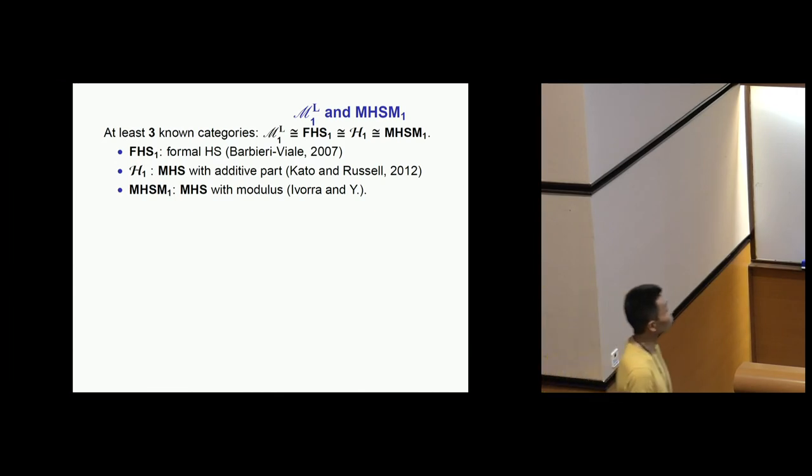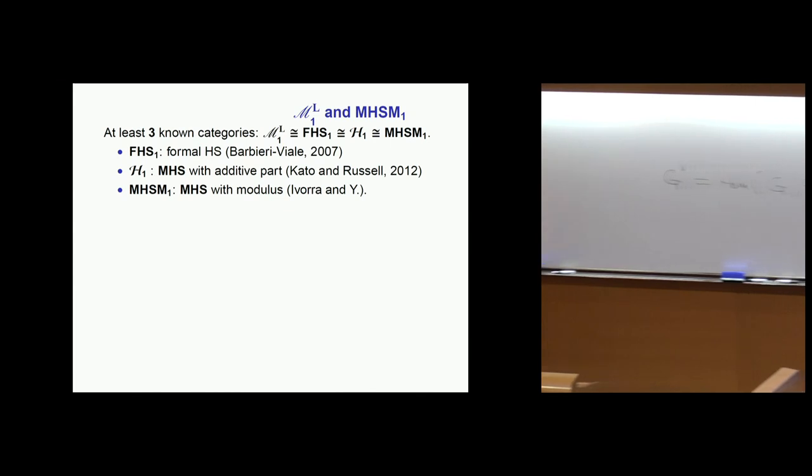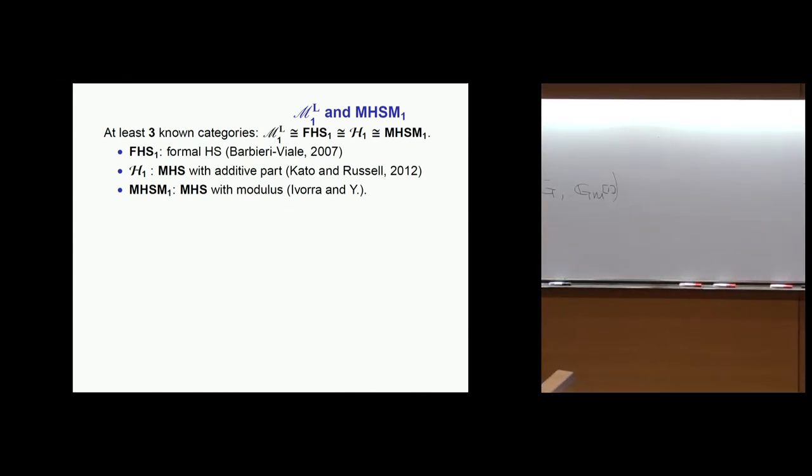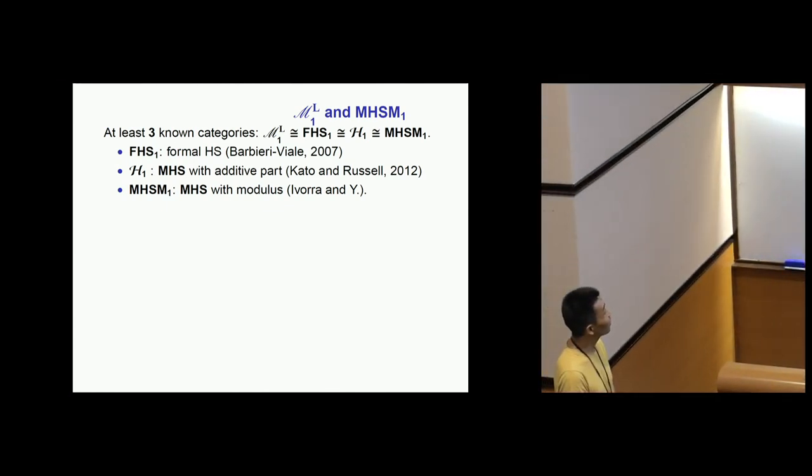But as I mentioned in the first slide, this was already known by many other researchers. So by now, there are at least three known Hodge theoretic categories that are equivalent to Laumon 1-motifs. First, this Hodge theoretic description of Laumon 1-motifs is given by Barbieri-Viale, and this is the category of formal Hodge structures. The second one is due to Kato and Russell, and this is mixed Hodge structures with additive part.